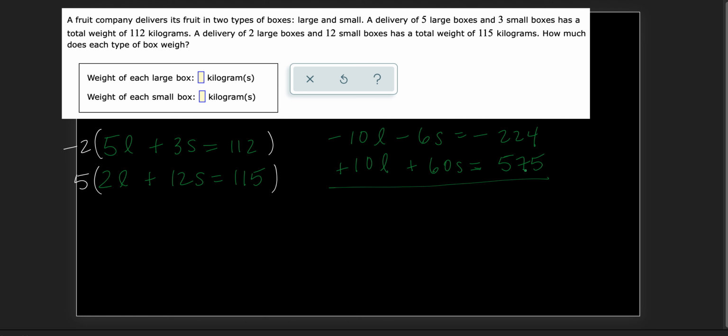And so to add those, you see what happens with the L's. That's why I chose -2 and 5, because I saw that would happen. So -6S plus 60S is 54S. And then I'm looking at 575 minus 224 is 351. And now I need that 54 away from S, so I'm going to divide both sides by 54.